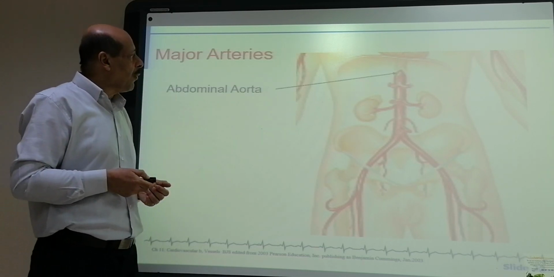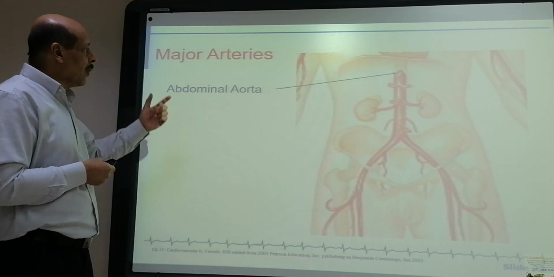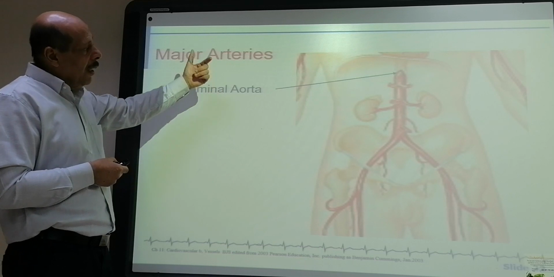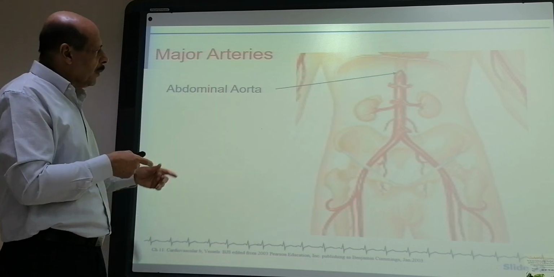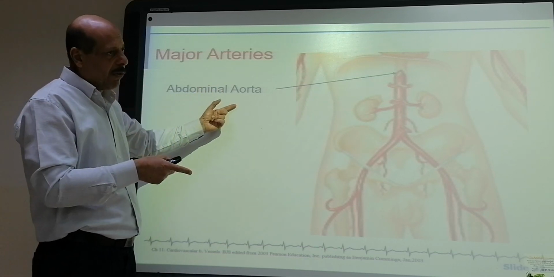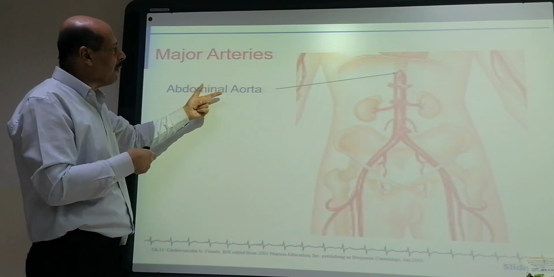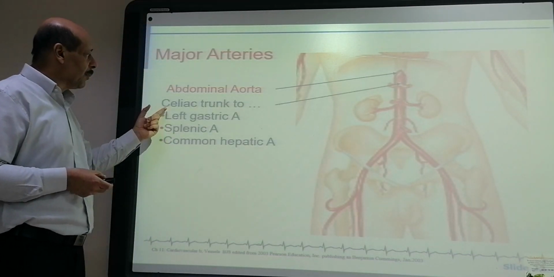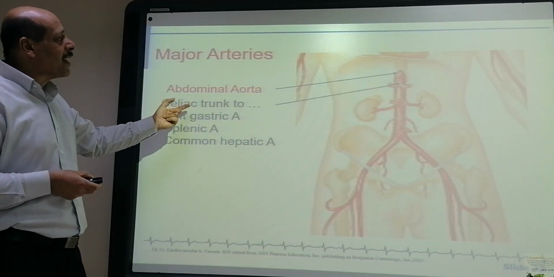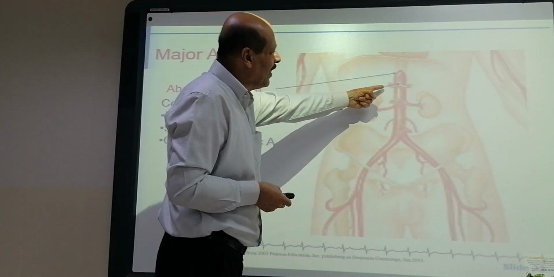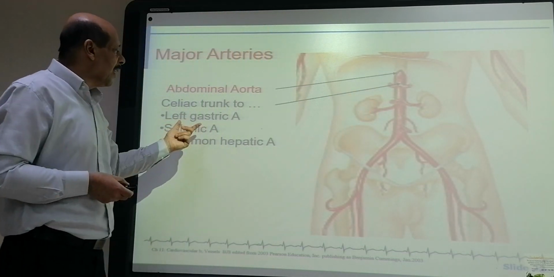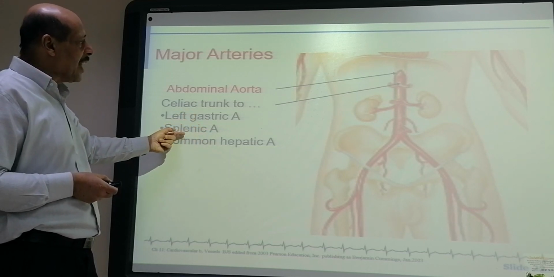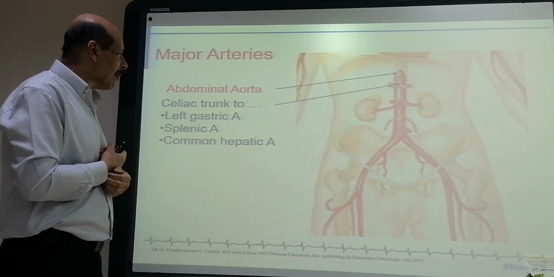And then from the major artery, the aorta, it will come down. After the arch of the aorta, there will be the descending aorta that will come to the abdominal aorta. In the abdominal aorta, the celiac trunk is there, and the left gastric artery and splenic artery are coming from it.